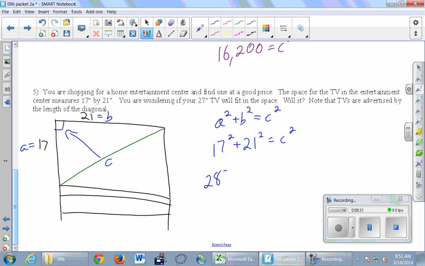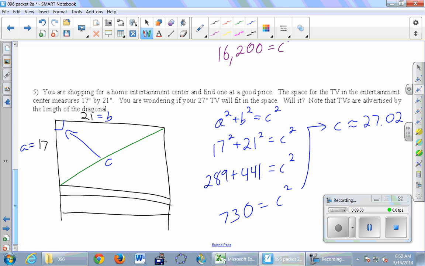So 17 squared is 289. 21 squared is 441. I think it's 730. The square root of that is 27.02. Questions on the process?